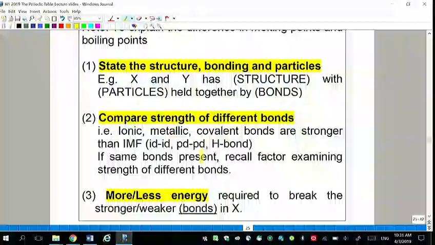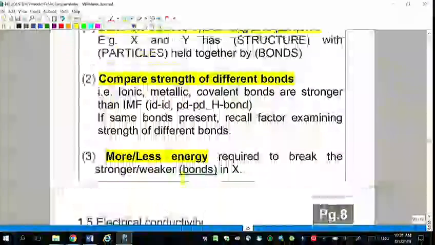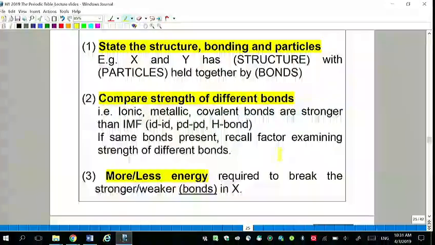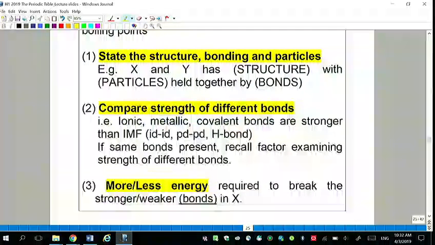Okay, if you are not sure, please refer back to your chemical bonding lecture notes. They are all inside. Then you conclude with the energy. You talk about whether more or less energy is needed to break the stronger or weaker bond. This format of answer we have been telling you since chemical bonding. So please make sure whenever you have a melting point or boiling point question, follow this format of answer. All the points would be included in your answer. So take note.